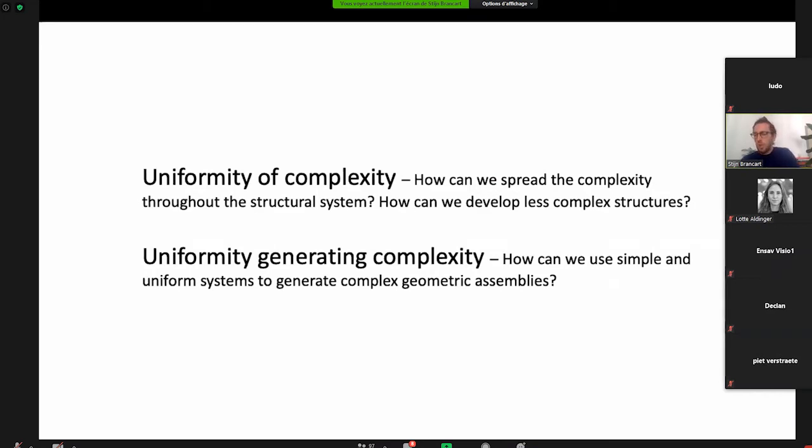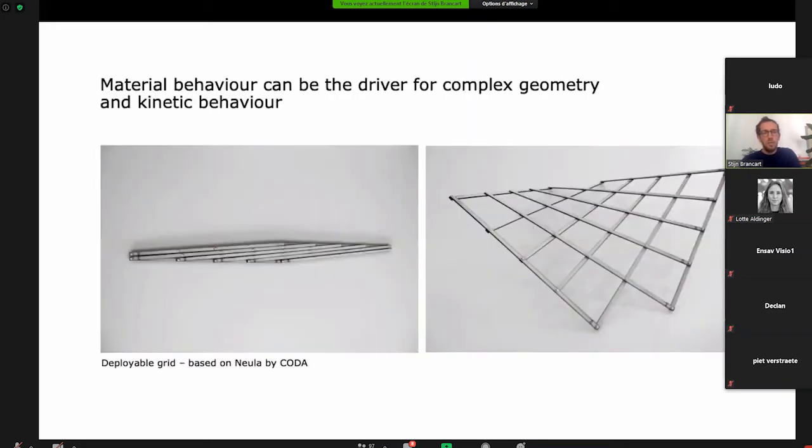So I will show you 2 different examples later that show different approaches to that, because the material behavior itself can be the driver for geometric complexity without actually making a system that is complex in itself. So you see some pictures. I also have one model. I hope you can see it on the screen. I always like to show at least one model. It's a bit different if you're not live.